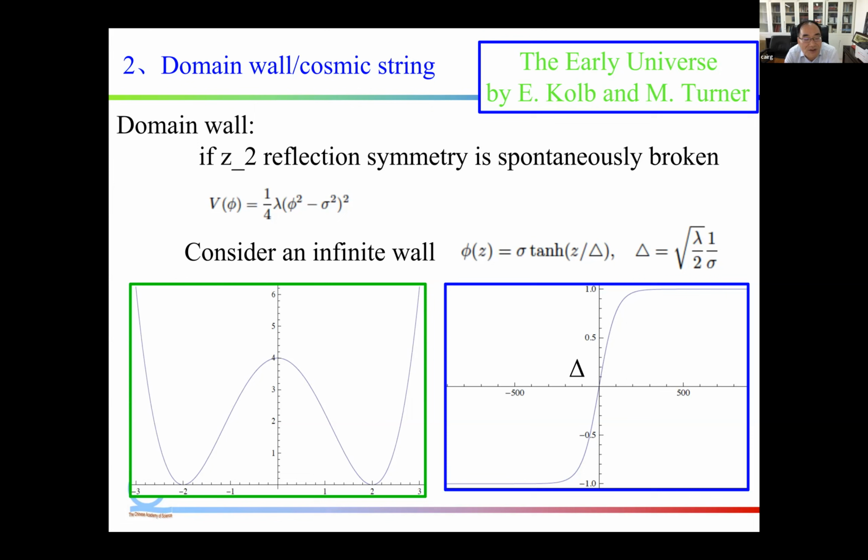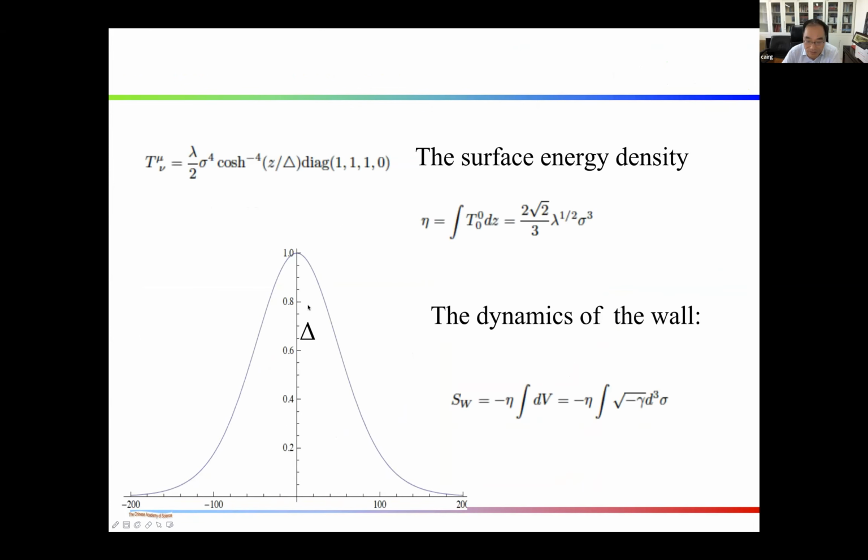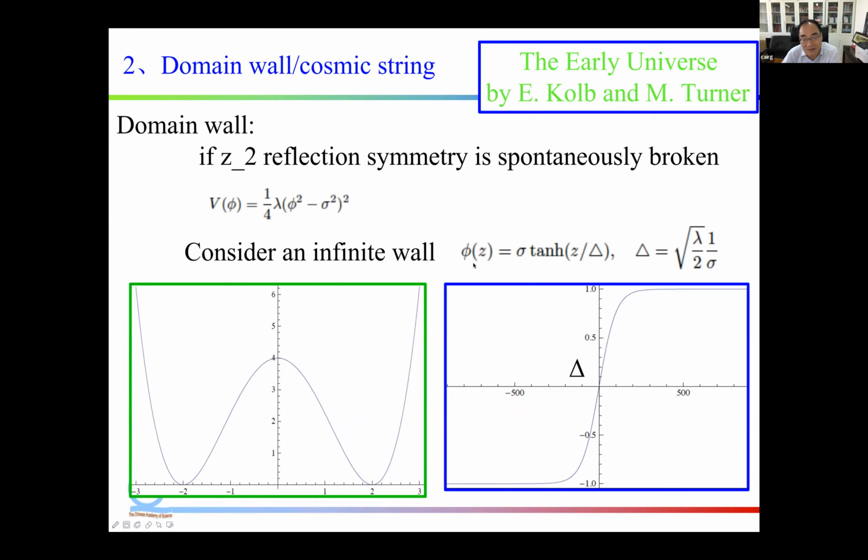If we consider an infinite wall, then the scalar field has a profile like this, phi(z) equal to sigma tanh(z over delta), with delta equal to this, determined by the parameters in the potential. Here is the profile of the scalar field. On this side, the scalar field follows this vacuum. On this side, it follows this vacuum. Between the two vacuums, there is a non-trivial profile. This topological defect is called the domain wall. Here, delta is nothing but the thickness of the wall.